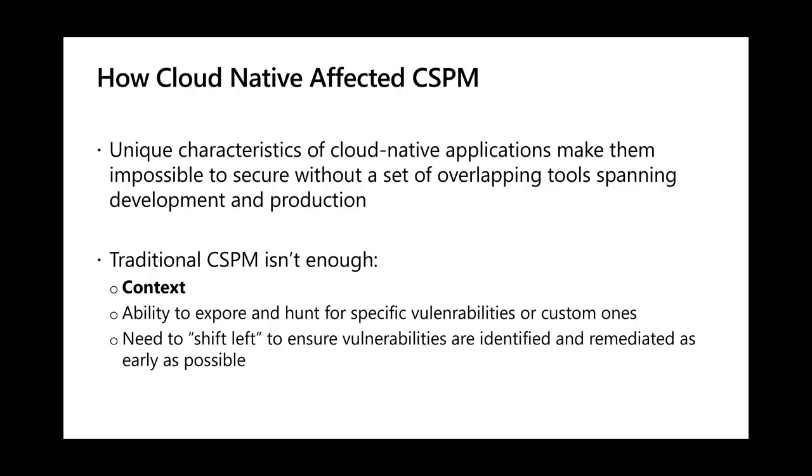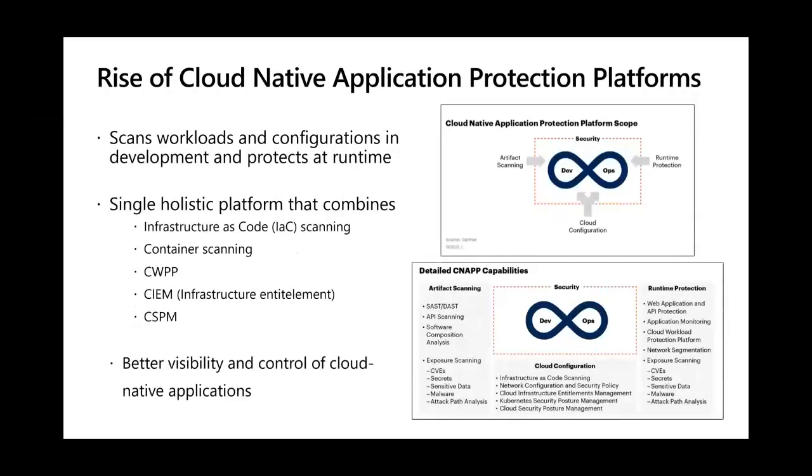One example, if you think of containers, you need to patch the vulnerabilities as early as possible because they're immutable. You can't patch a running container in a Kubernetes cluster. So you need to be able to really go down the development pipeline, catch the vulnerabilities as early as possible, and remediate those before they go into runtime. And that's where cloud-native application protection platforms come into the picture.